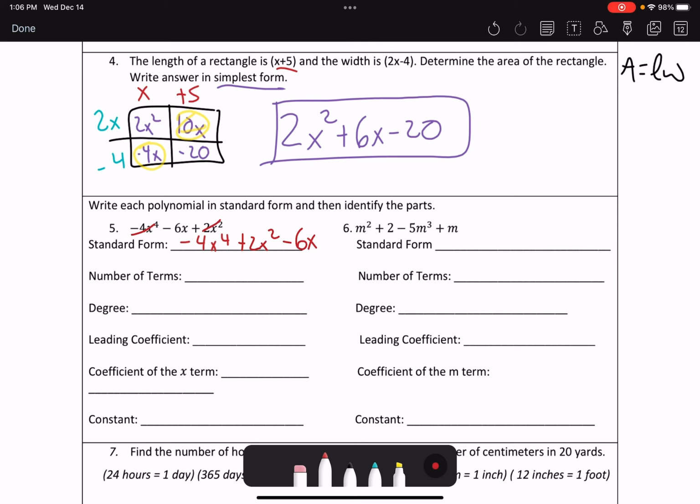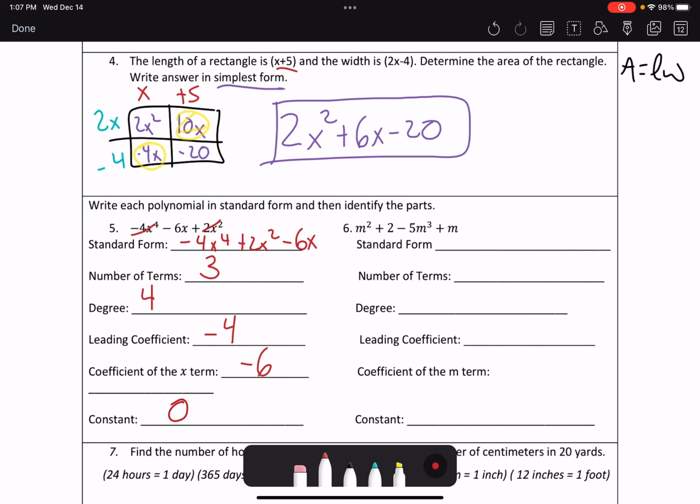There are 1, 2, 3 terms here. My degree is going to be 4 because that's my highest exponential value. And my leading coefficient is going to be -4 because that's the coefficient on my highest degree term, which in this case is that -4x to the 4th power term. My coefficient on the x term is -6. And then it asks me for my constant. Well, in this case, I don't have a constant, so I can put that my constant is 0 because it's not expressed in this polynomial expression.